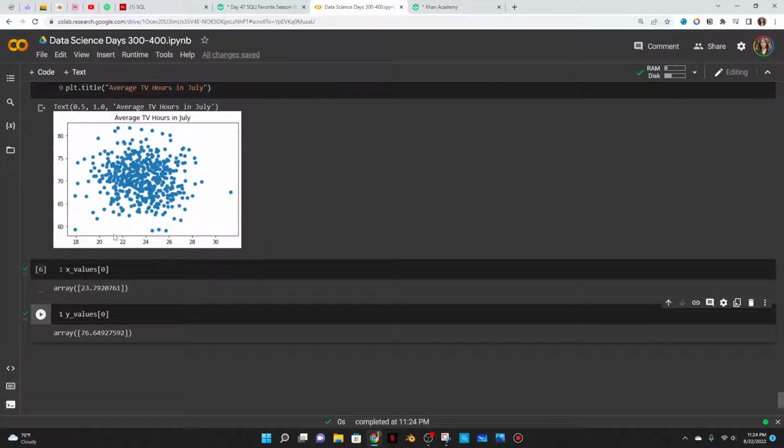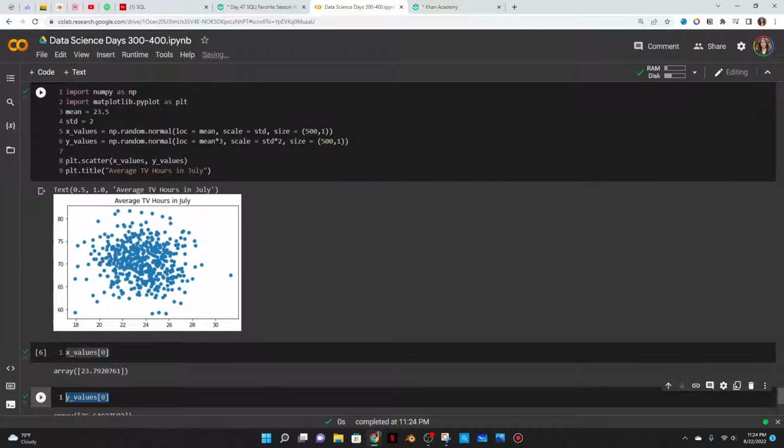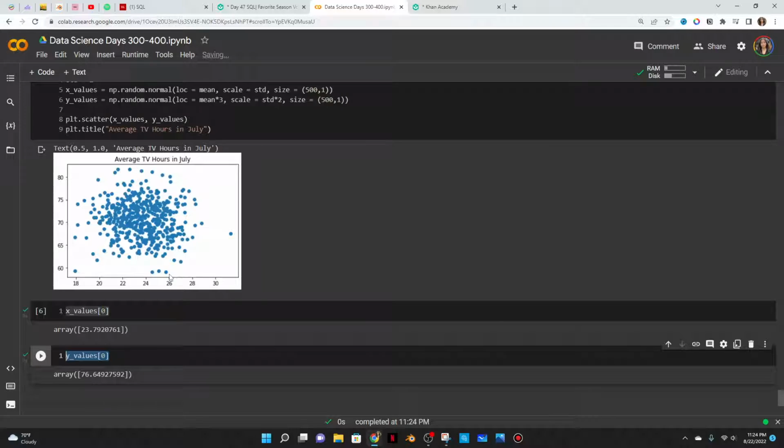So the first one is at 23 and it plots all the way to 76. So that's kind of right about here. That's the first data point. But what does it represent actually? What are the x values? What are the y values? And why does it seem to center around the mean?